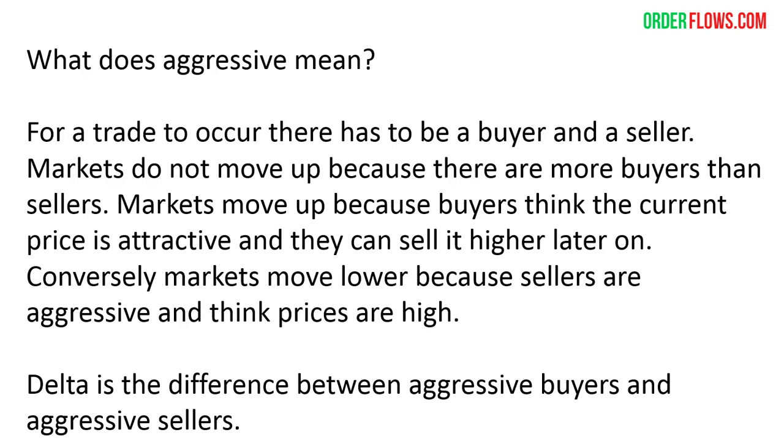I understand that there are going to be times where people like to play games and pull their offer or pull their bid. That happens. But generally there's always, now that it's all on screen, a bid and an offer. Market makers have to always provide a bid and an offer that people can trade against. So delta is the difference between aggressive buyers and aggressive sellers.